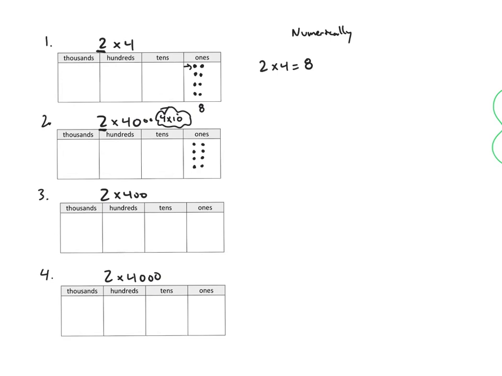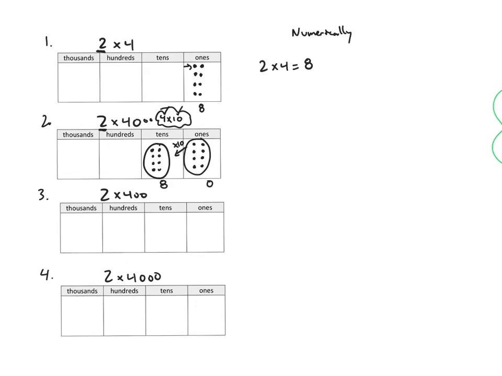And now I'm going to multiply it by 10, which is similar to what we did yesterday. I'm going to take all of these ones right here, and I'm going to shift them over one place value into the tens place. So all those ones just became tens. So now I have 8 tens, and there's 0 ones left over.